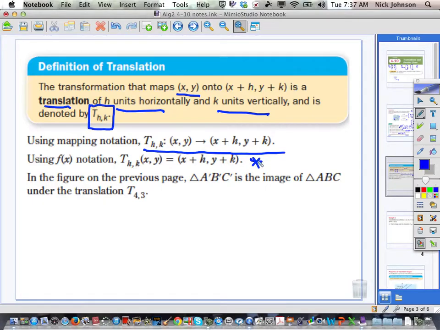It says in the figure on the previous page, triangle A prime, B prime, C prime is the image of triangle ABC under the translation 4, 3. You got moved 4 units to the right. You got moved 3 units up.